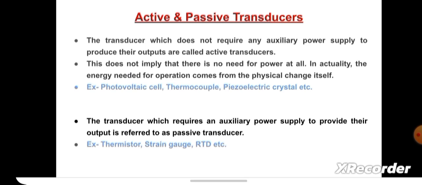Next is active and passive transducers. The transducer which does not require any auxiliary power supply to produce its output is called an active transducer. This does not imply that there is no need for power at all. In actuality, the energy needed for operation comes from the physical change itself. Examples of active transducers are photovoltaic cell, thermocouple, piezoelectric crystals, etc. And the transducer which requires an auxiliary power supply to provide its output is referred to as a passive transducer. Examples are thermistor, strain gauge, RTD, etc. Mostly the transducers are passive in nature.